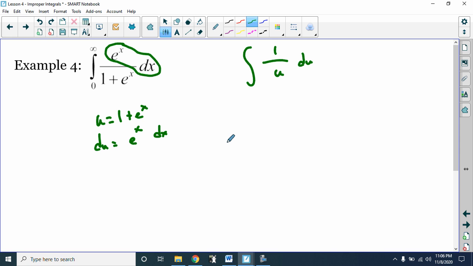We didn't change the bounds last time, so I'm going to this time. If I plug in 0, I get 1 plus 1. I think that's 2. And if I plug in infinity, I get 1 plus e to the infinity. Well, e to the infinity is just infinity. Plus 1 is still just infinity. The integral of 1 over u is natural log.